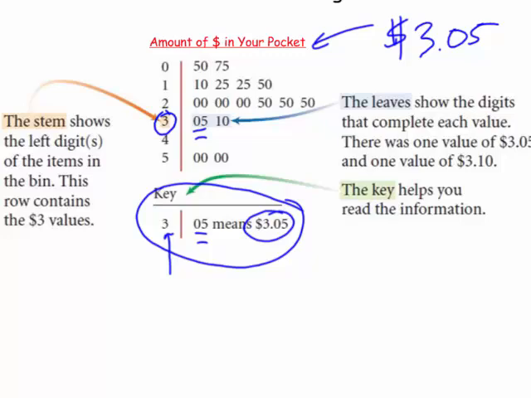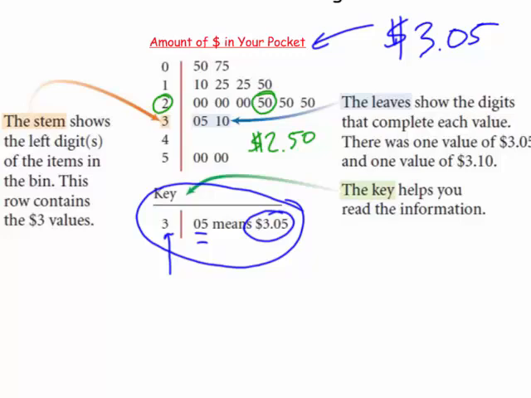So that means everything else is based off of that. So let's say I wanted to look at something in the 2 column. So I got 2, what if I grab one of these 50s? What would that represent? Yeah, $2.50. Okay, so the key is important, and then the same with the title, so you know what you're talking about.